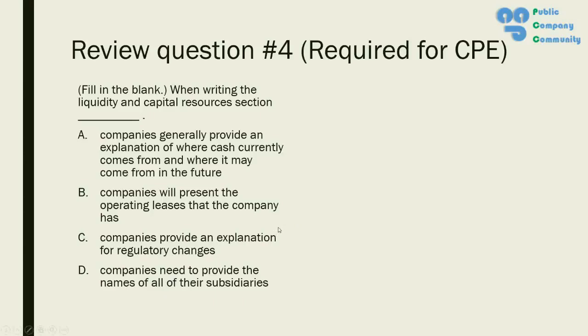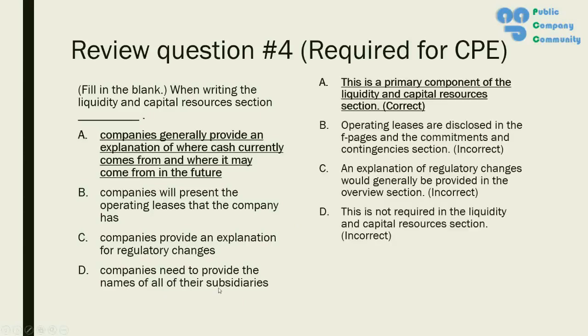I'll give you all a chance to think about it. All right, let's look at the answer. A, of course, provide an explanation of where cash currently comes from and where it may come from in the future. Operating leases are typically not discussed in liquidity and capital resources section. Explanation of regulatory changes is not typically discussed. That would be in the overview section typically. And then companies need to provide the names of all subsidiaries. That is true in the 10K, but it's not in the liquidity capital resources section.